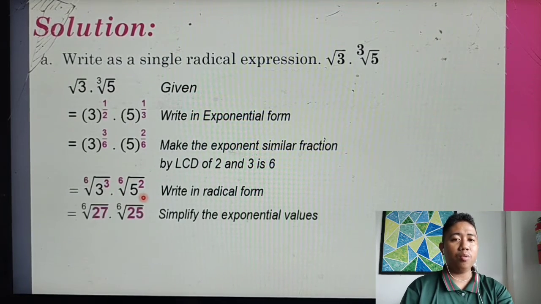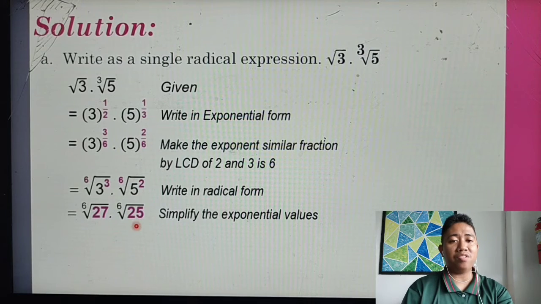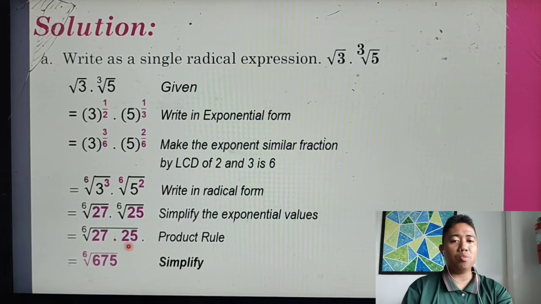Then we simplify the exponential values of 3 cubed and 5 squared. 3 cubed is 3 times 3 times 3, so we get 27. And 5 squared is 5 times 5, which is 25. Then apply the product rule. The 6th root of 27 multiplied by the 6th root of 25: the indices are the same, so we can use the product rule. So the 6th root of 27 times 25 gives us the 6th root of 675.